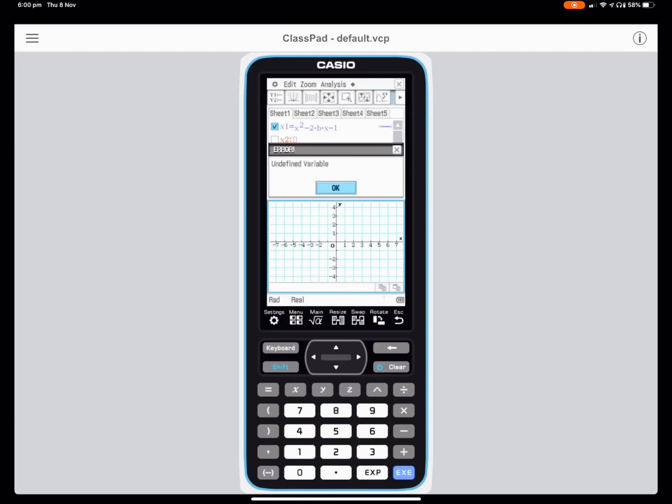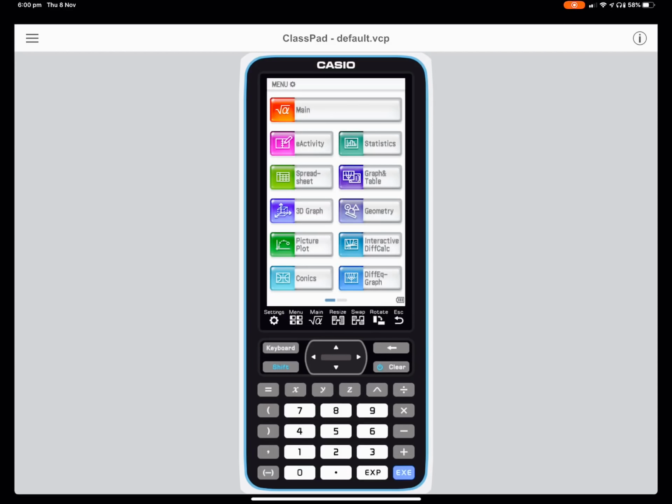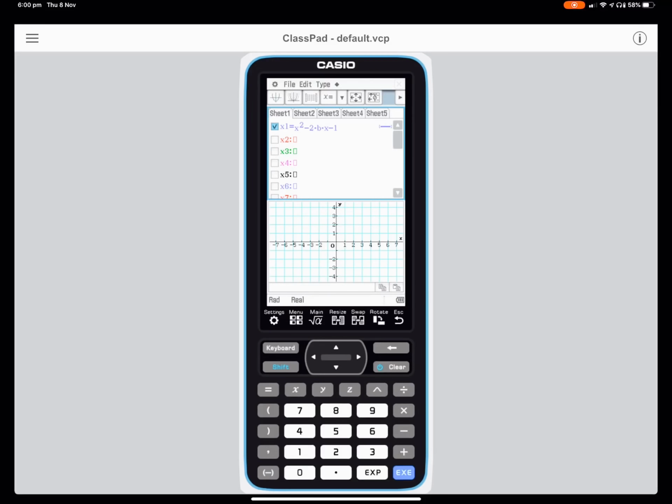When did I define x to be something? What? Jesus, I just worked out y. That's supposed to be y equals. Okay, x squared minus 2bx minus y.